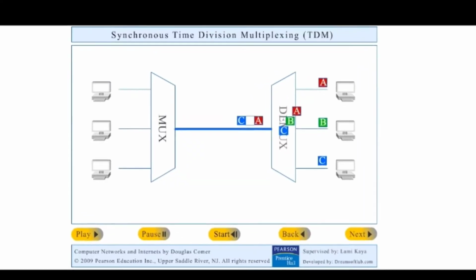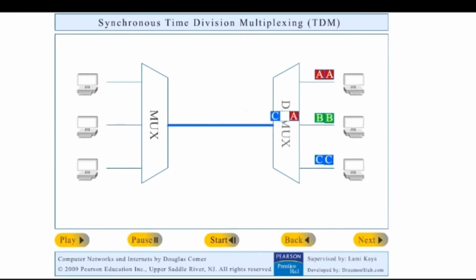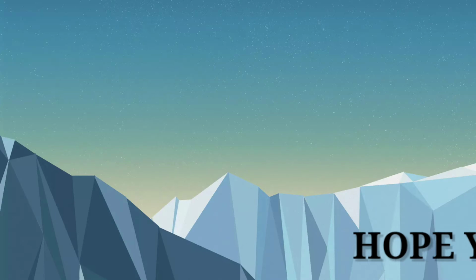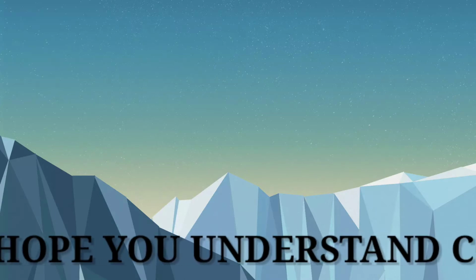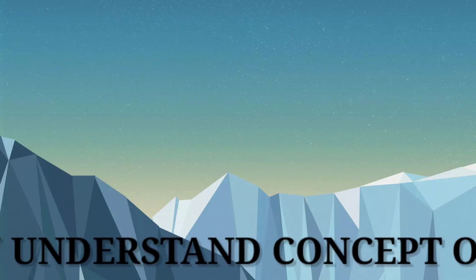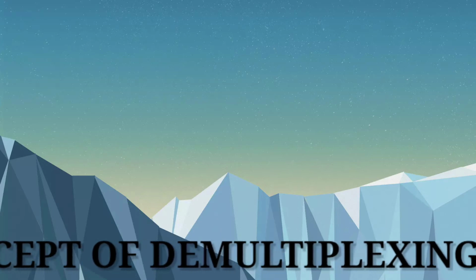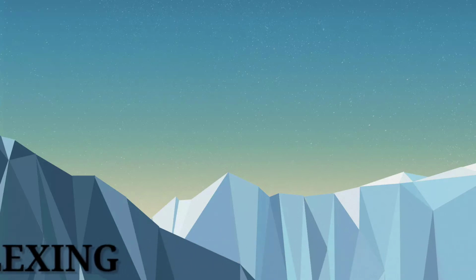Let us see the demultiplexing. At the end we have to retrieve the two signals we applied in the modulation. See the animation here. We have to retrieve that. I hope you understand the concept of the demultiplexing by this animation, and let us get into that experiment, demodulation or demux.